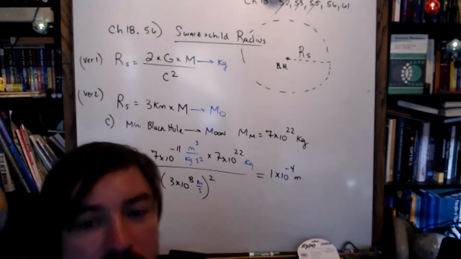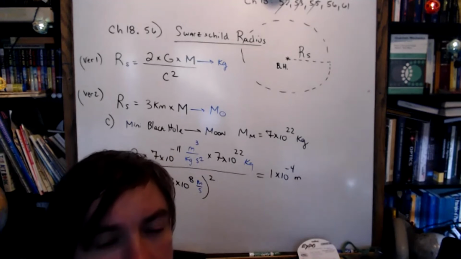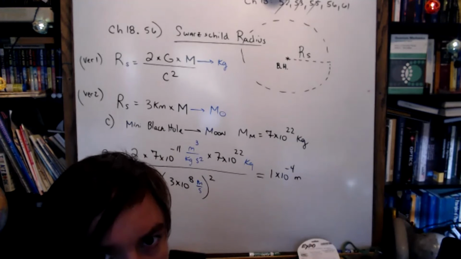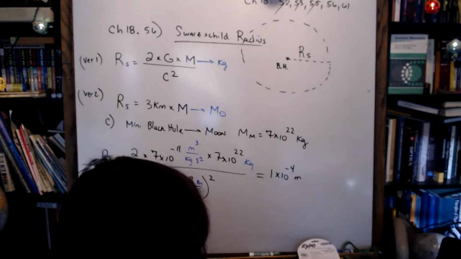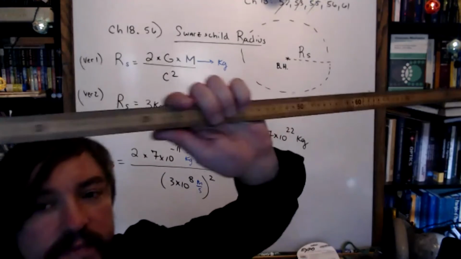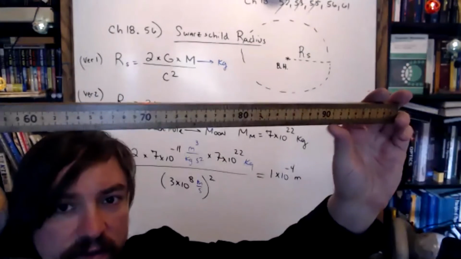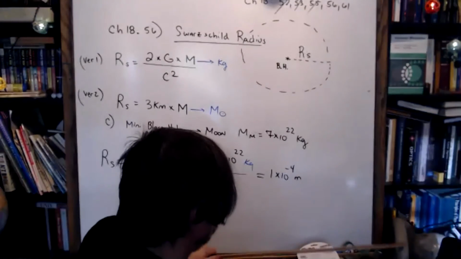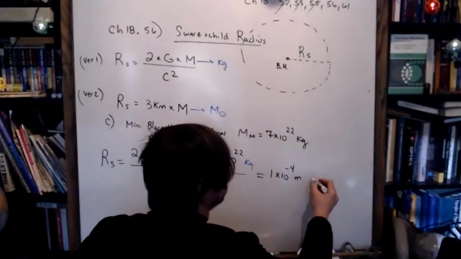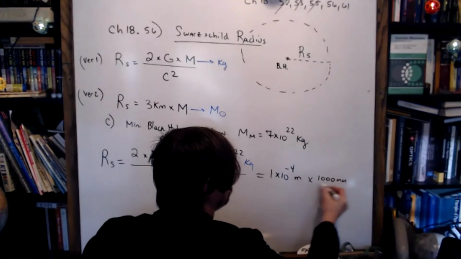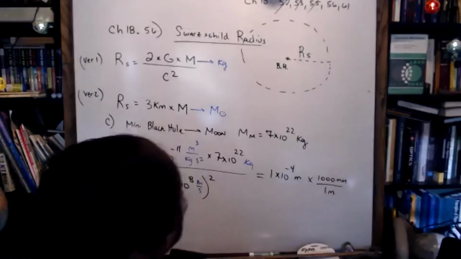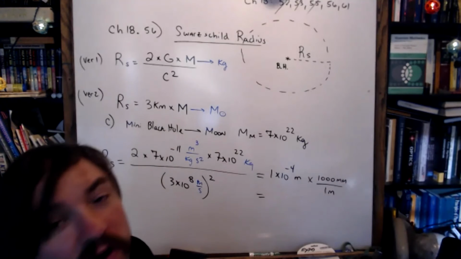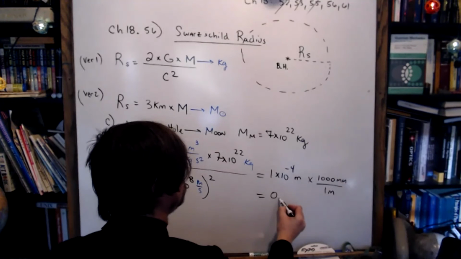Are you good at the metric system? How many millimeters are in a meter? It's 100 centimeters. There's 1,000 millimeters. Okay, so then you add 3 more zeros. It's 1 times 10 to the negative 4 plus 3, which is negative 1. You all need work on the metric system, okay? It's 1/10 of a millimeter.